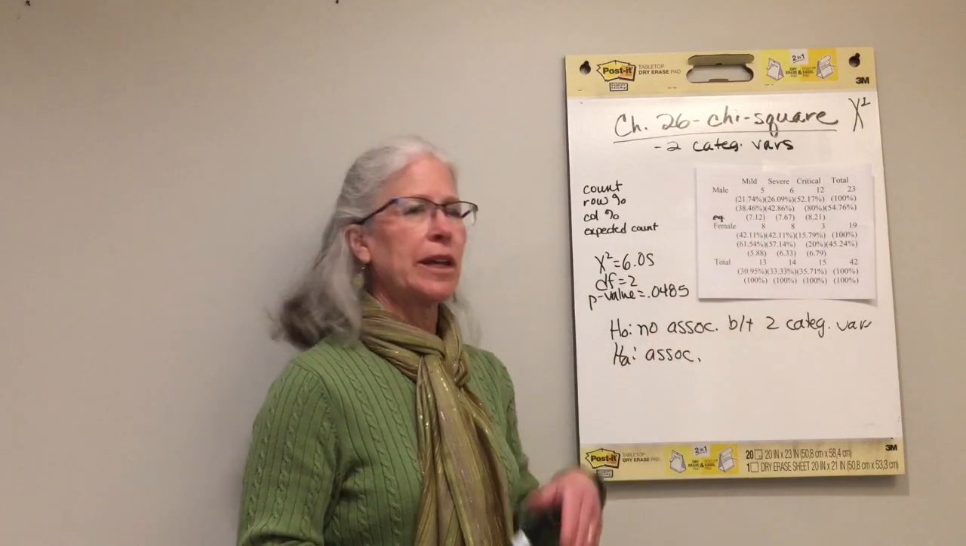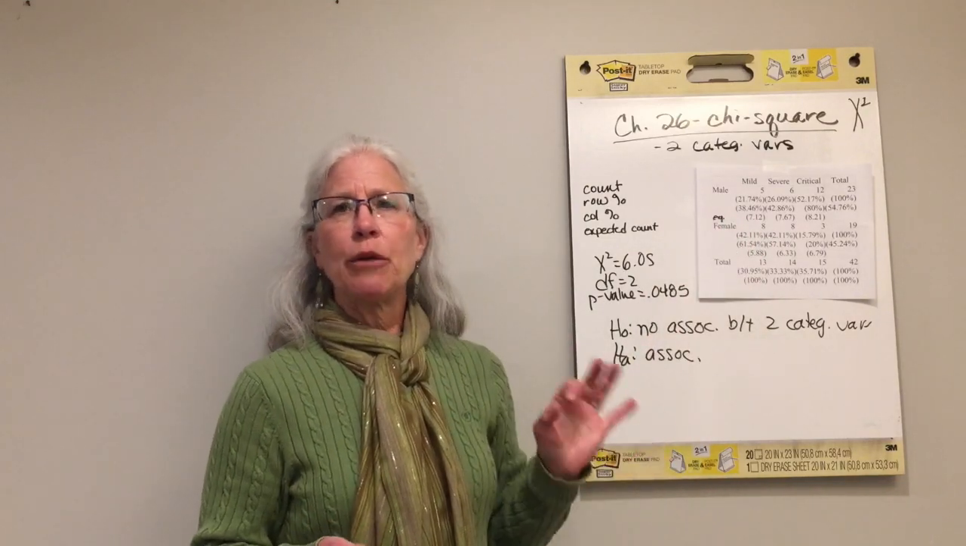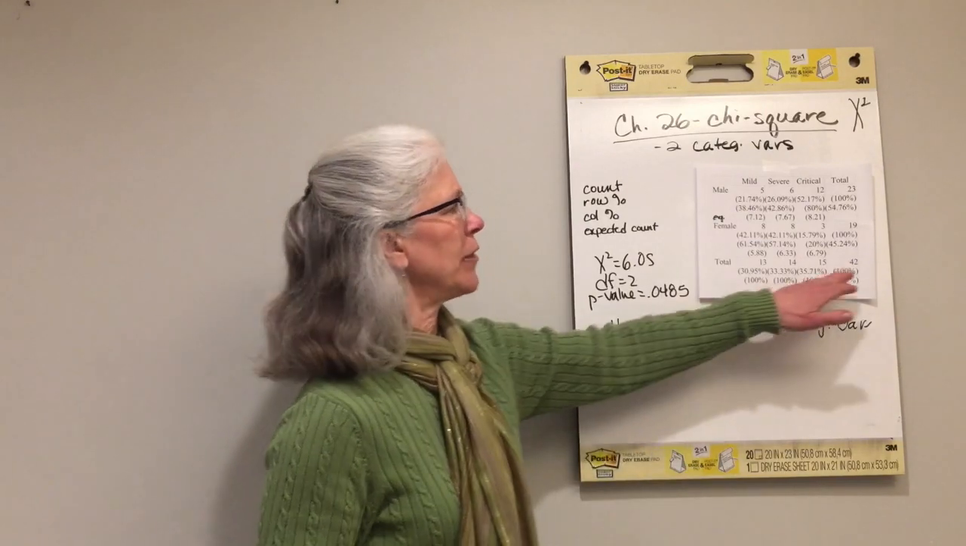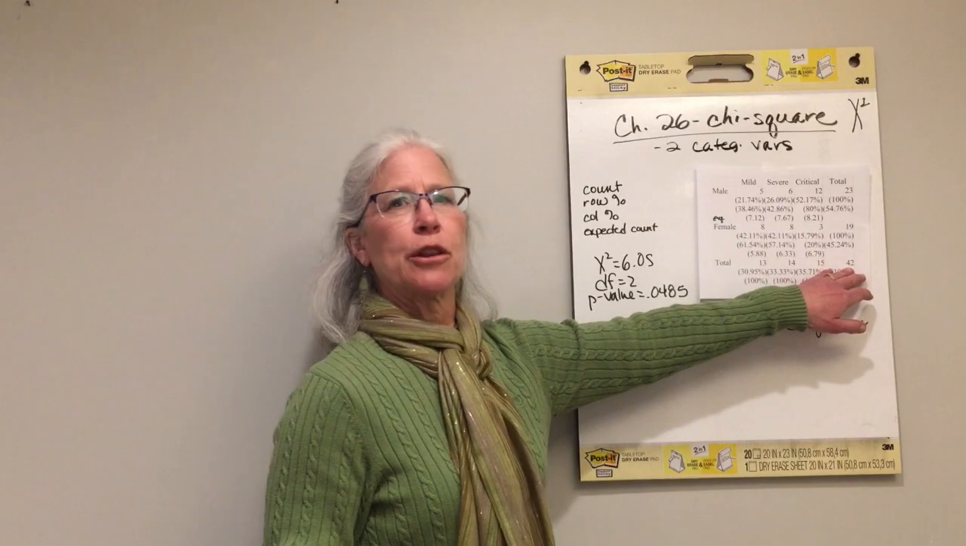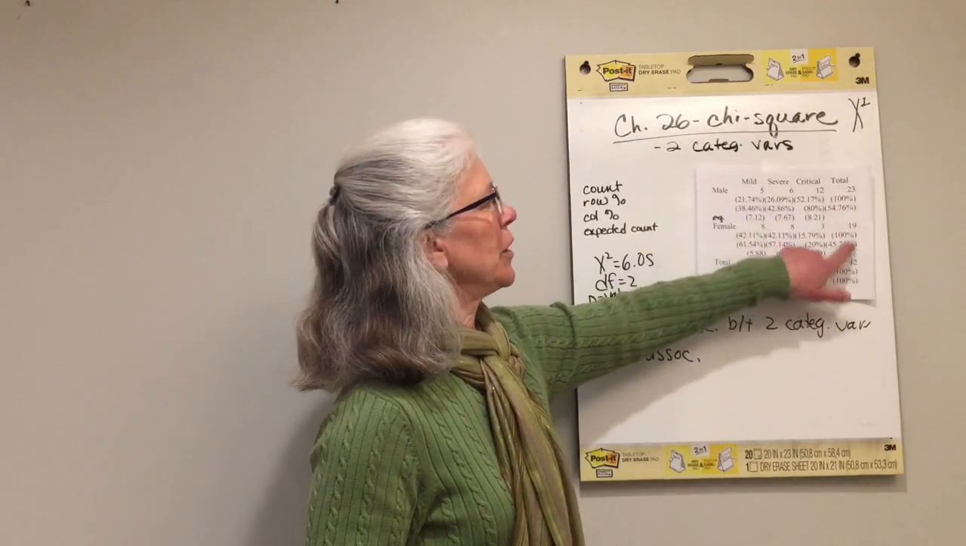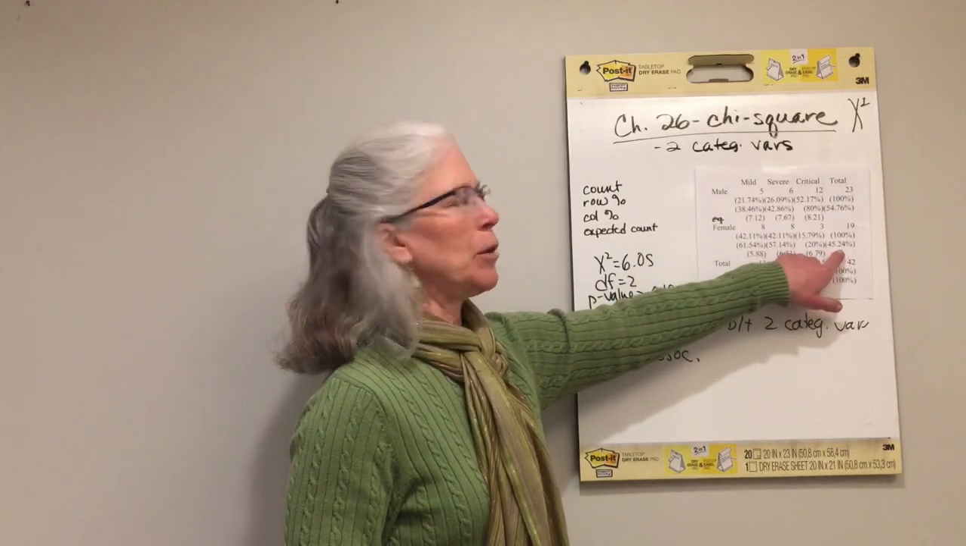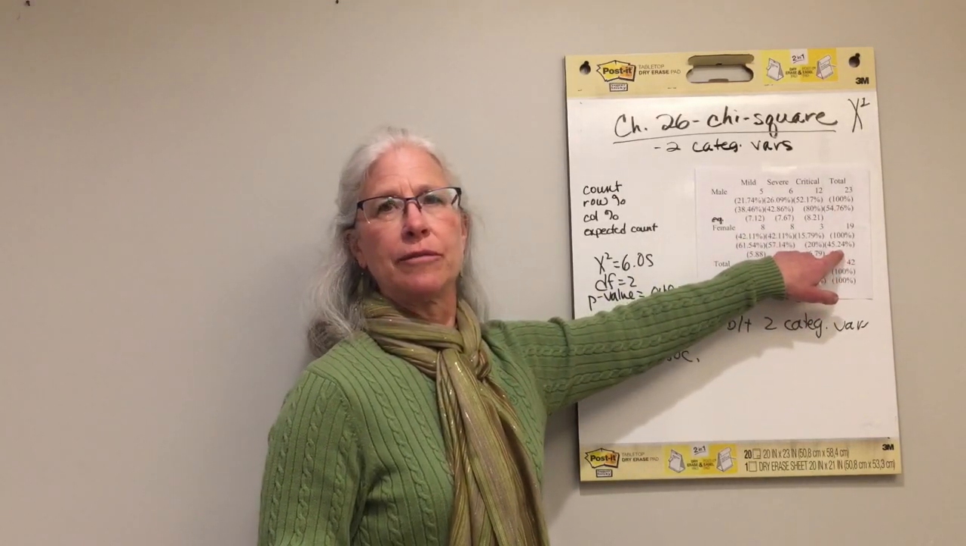So when we have a two-way table like this, you remember from chapter 3 that we first look at variables one at a time, just to describe our sample. Say, okay, well, we've got 42 in our sample. What percent of the 42 were male? Well, 23 out of the 42. So about 55% of the sample was male, about 45% of the sample was female.